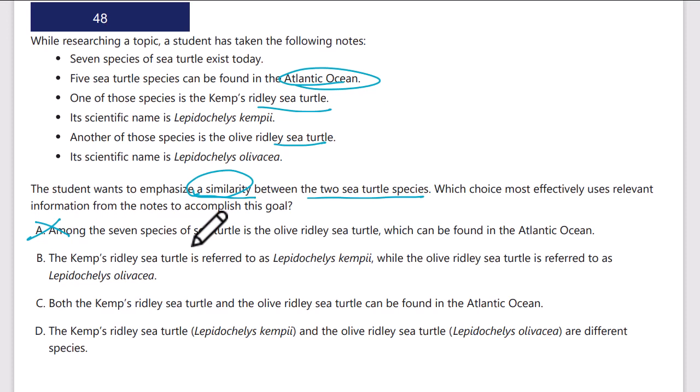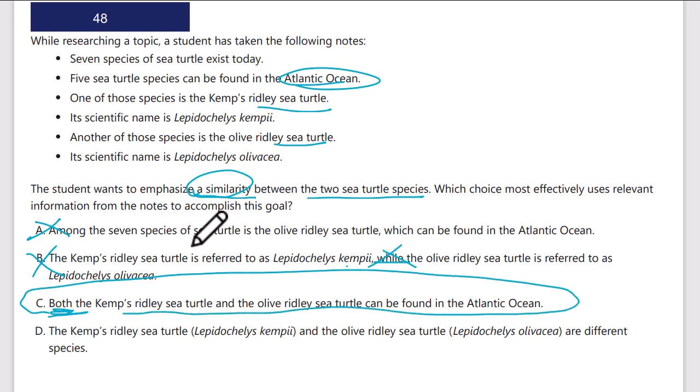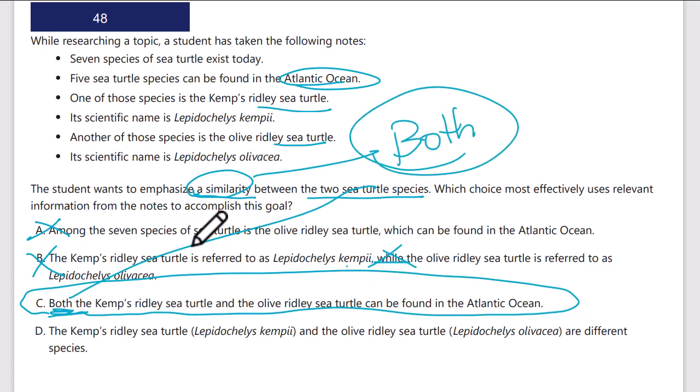This only mentions one. B, the Kemp's Ridley sea turtle is referred to as this, while the other is, while is contrasting, and these are different names. That's not the right answer. That's a difference. We have the word both. That's a key. This is going to be the answer. The Kemp's Ridley sea turtle and the olive Ridley turtle can be found in the Atlantic Ocean, and that's correct. That's true. Notice how that word both is almost always in the answers for similarity questions. The Kemp's Ridley sea turtle and the olive Ridley sea turtle are different. We don't care about the differences. We want similarities. C is the answer.